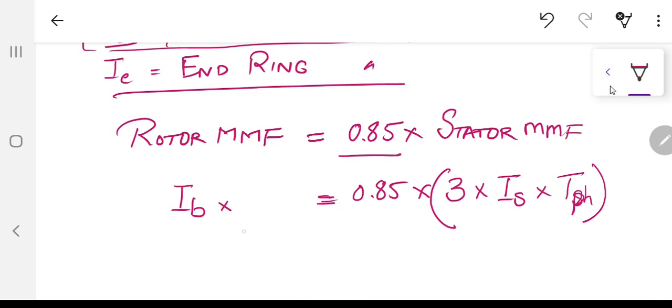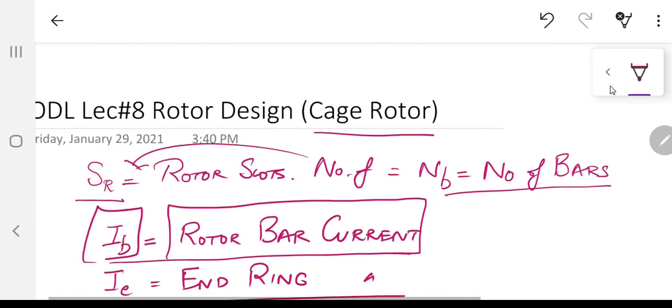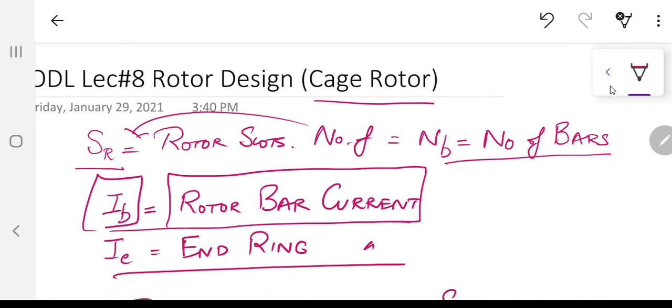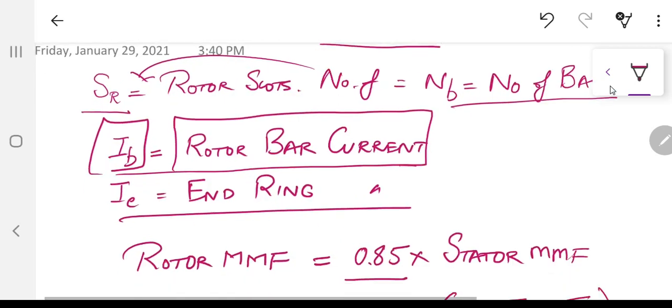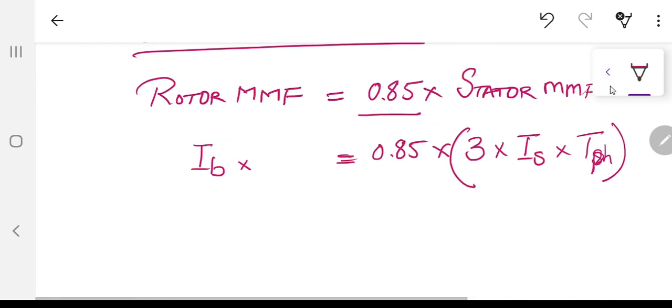So IB is going to be multiplied by something. Now here one thing is very important, because I'm talking about a squirrel cage machine, a cage rotor, there is no dedicated winding. It's just a bar, and that bar has a current flowing through it, that current is IB. So I cannot multiply IB by some number of turns. I can only multiply it by SR, which is the number of rotor slots, but you have to divide this all by 2.